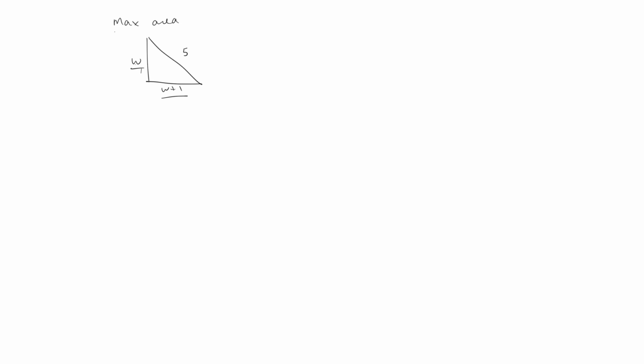Okay, so if this is a right triangle, I can use Pythagoras with it, right? So a squared plus b squared equals c squared. C is the 5, I know that. And then the a and the b, I just pick whichever. So let's make a just the w. Let's make b the w plus 1.